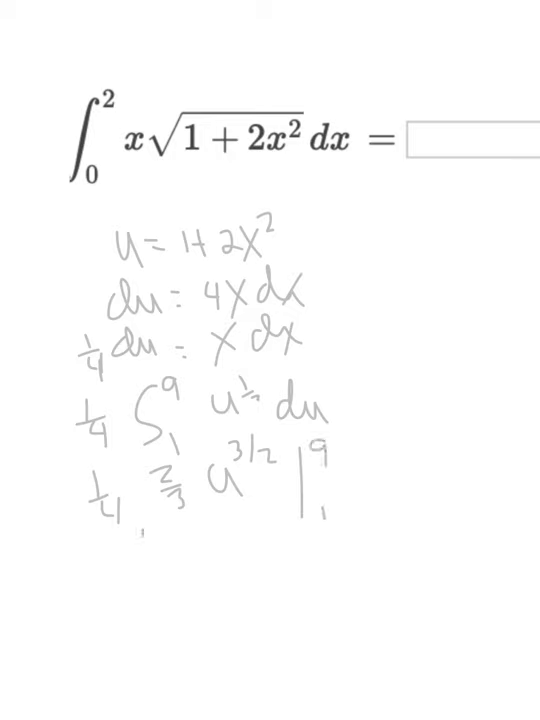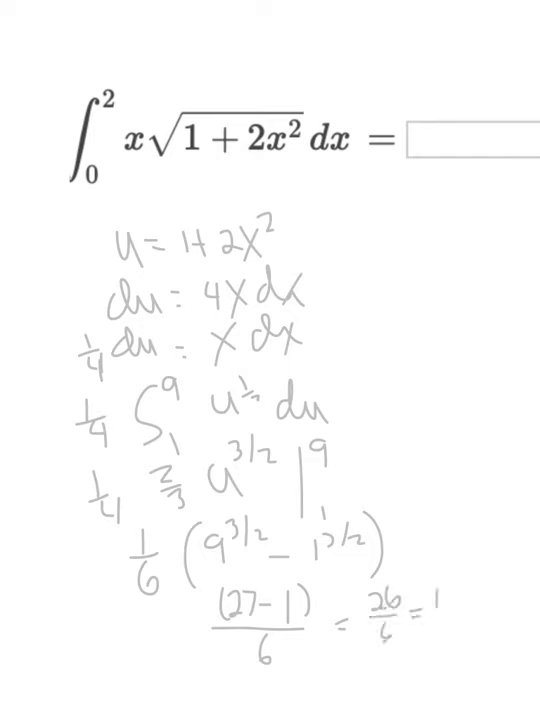And so what do we got? We got 1/6 here, and then we've got 9 to the 3/2 minus 1 to the 3/2. So 9 to the 3/2 is 27, because the square root of 9 is 3, and 3 cubed is 27. 1 to any power is 1, so this turns out to be 26 over 6, or 13 over 3, which is the answer.